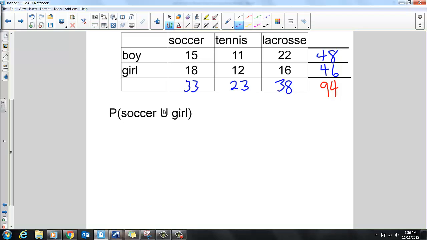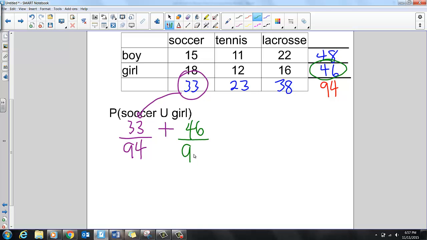All right, so it's asking for the probability of being a soccer player or a girl. So when it's or, we add. Okay, we're going to do a soccer player. Probability of being a soccer player is 33 from this number right here. 33 over 94. And the probability of being a girl, 46 out of 94. But were there any girls that played soccer? Yes. 18 girls that played soccer.